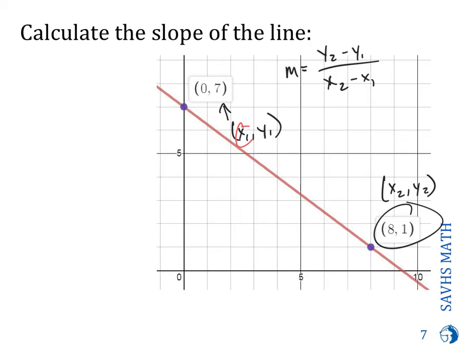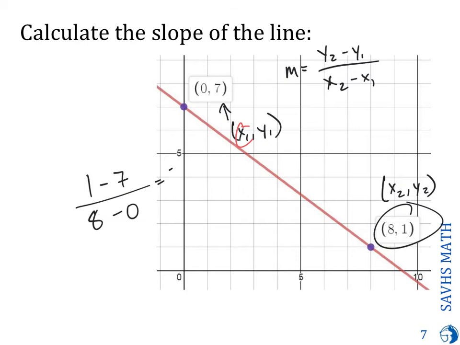Okay, so I will get x2 is 8 minus... sorry, I made a mistake. y2 is 1 minus y1, which was 7, all divided by x2, which was 8, minus x1, which was 0. So I set this up and then I simplify.